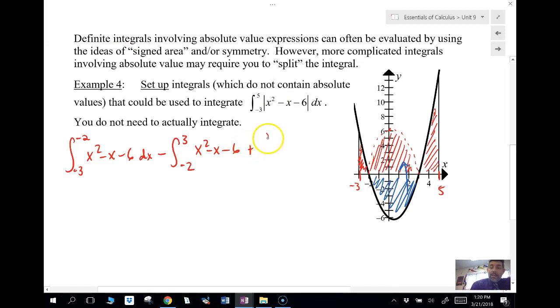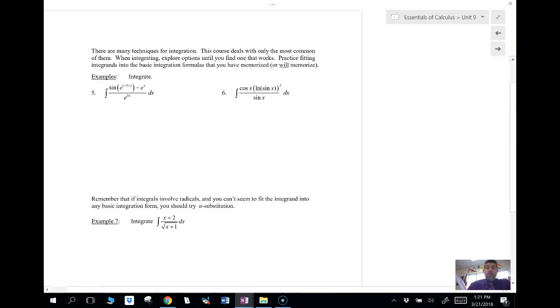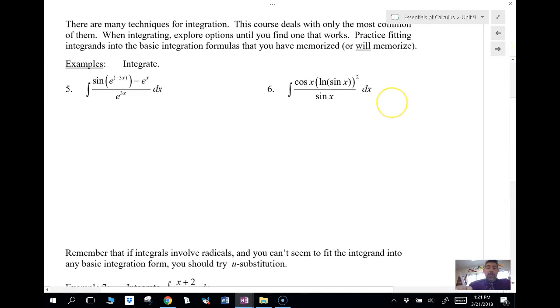And then I'm going to add that to the integral from 3 to 5 of x squared minus x minus 6. All right, so this is the setup. Oops, I forgot my dx's. Don't forget your dx's. This is the setup for finding the shaded area in red. All right, so we got to split it up.